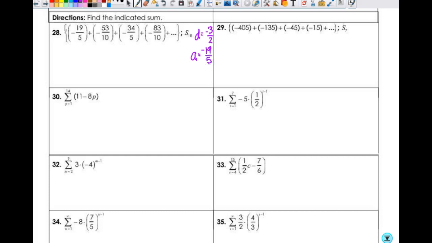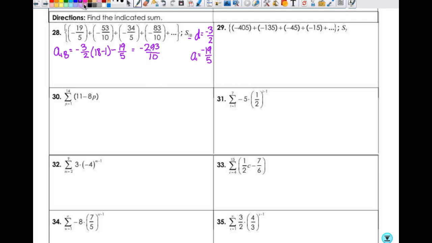So for the summation of arithmetic, I have to have A1, I have that. I have to have N, which I have, that's 18. But I also have to have AN. So this is N, I need A18 before I can actually find the sum. So I have to use my little formula, which means I take D, which is negative 3/2, times N, which is 18 minus 1, minus 19/5. Once I do that, I get negative 293 over 10.